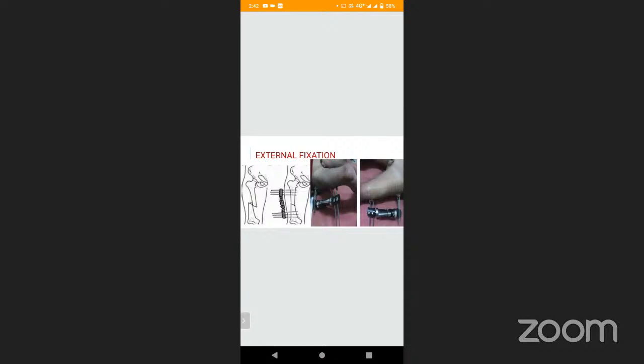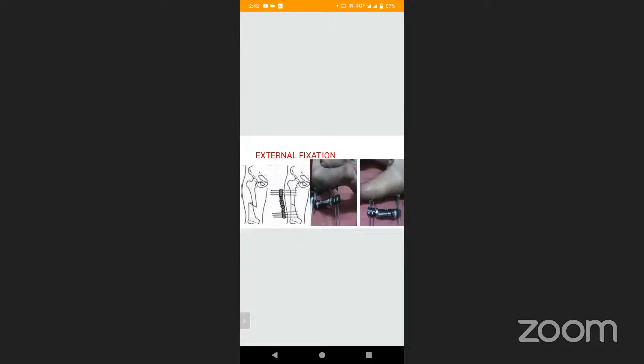Anybody? Open fractures. Any open fractures? Any fracture which is communicating with the exterior, if we go for operative reduction, we will give external fixation. Here we are fixing the fracture externally. As you can see in the picture, here we are driving some pins into the shaft of the femur and fixing it externally with the help of a device. Fixing it outside the body with the help of a device.